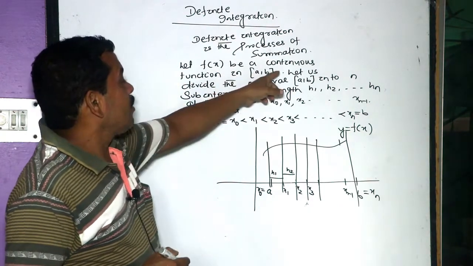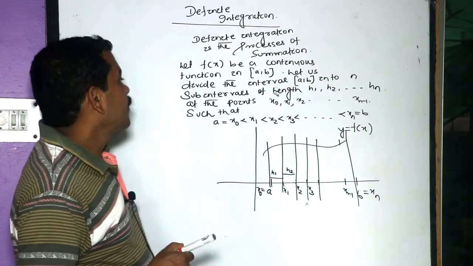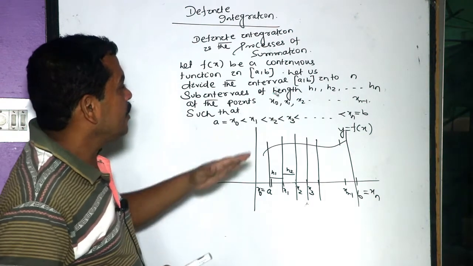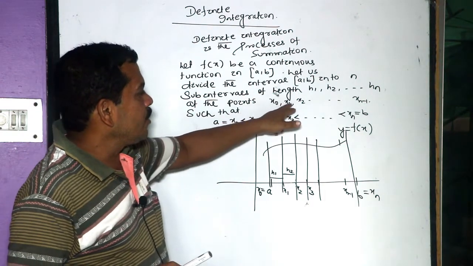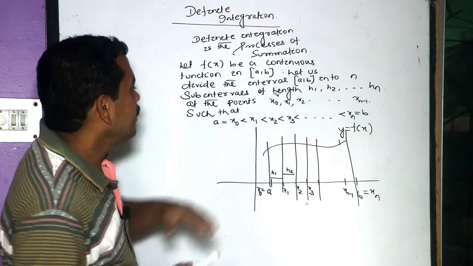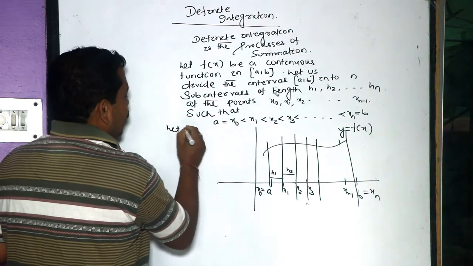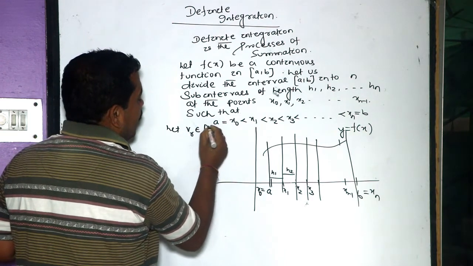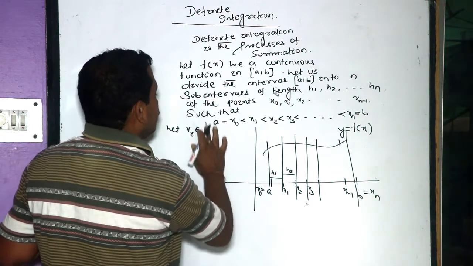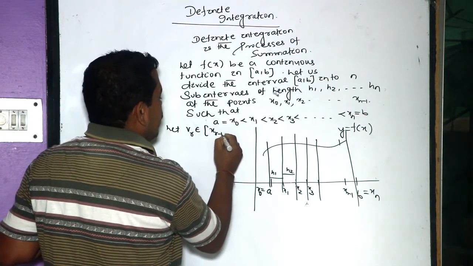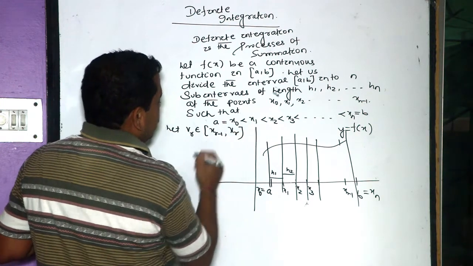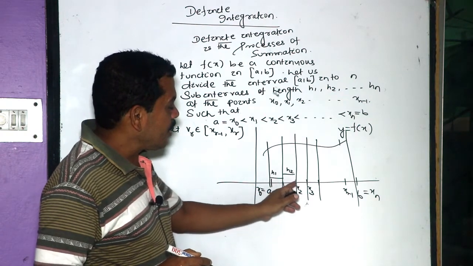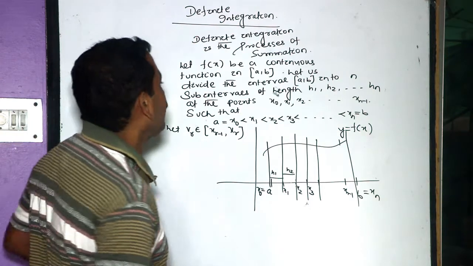Let f(x) be a continuous function in the closed interval [a, b]. Divide the interval into n subintervals of lengths h1, h2, ..., hn by the points x0, x1, up to xn minus 1, such that, like that. Let vr belong to the closed interval [xr minus 1, xr]. That means v1 is a point in between x0 and x1, v2 between x1 and x2, v3 between x2 and x3, like that.